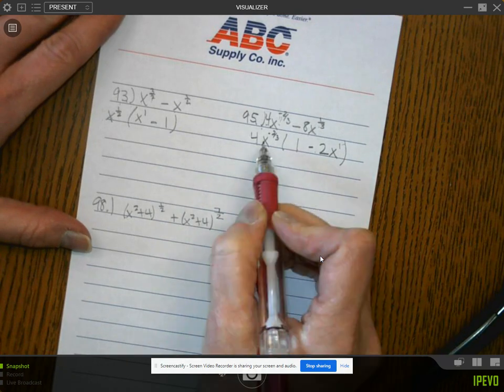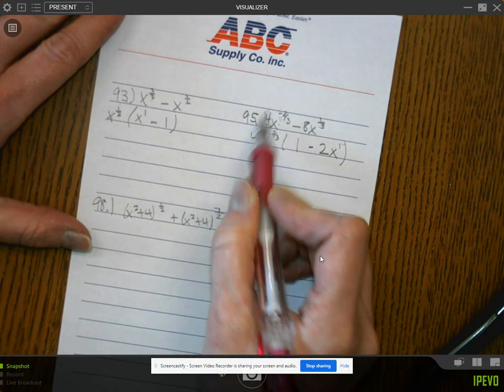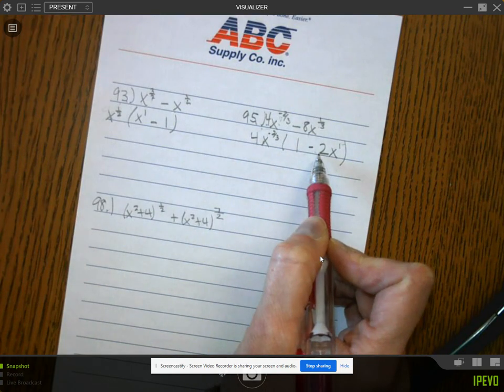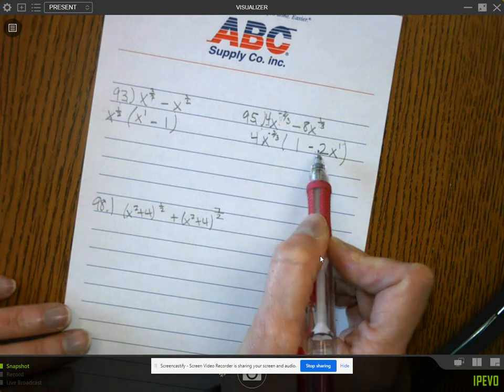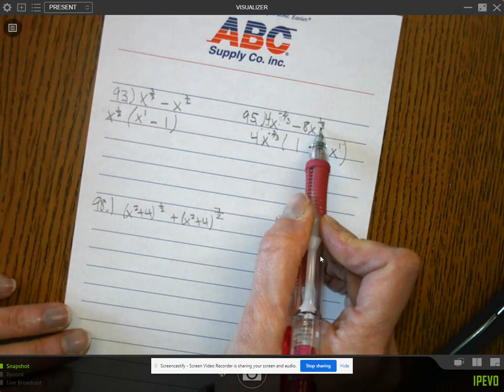So again, if I distribute this back, 4x to the -2/3 times 1 is 4x to the -2/3. 4x to the -2/3 times -2x: multiply the coefficients, you get -8. Add those exponents, and you get positive 1/3.